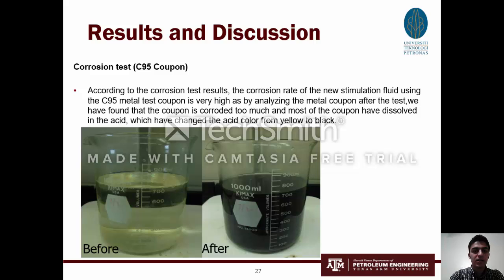Corrosion test, C95 coupon. According to the corrosion test results, the corrosion rate of the new stimulation fluid using the C95 metal test coupon is very high, as by analyzing the metal coupon after the test, we have found that the coupon is corroded too much, and most of the coupon has dissolved in the acid, which has changed the acid color from yellow to black, as you see in the picture.